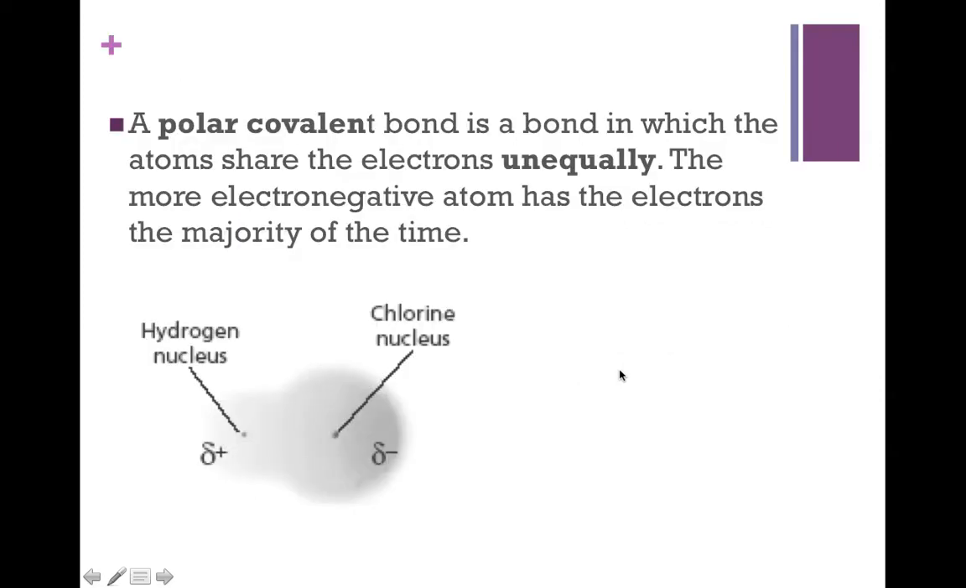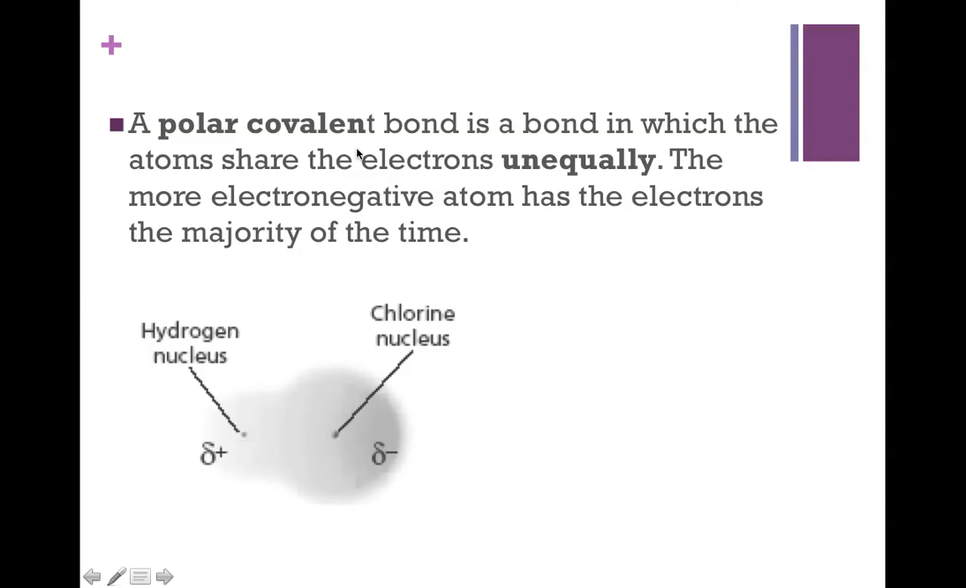So, a polar covalent bond, remember, covalent means sharing, and so polar covalent is when they share unequally. So they're sharing, but one gets a little greedy. And the more electronegative atom is going to have one of the electrons the majority of the time. So hydrogen and chlorine, which is actually hydrochloric acid, the electron chills with the chlorine most of the time. And so that's unequal sharing, and you can tell that this side kind of is positive and this side kind of is negative, which is going to make it polar because it will have two poles to it.